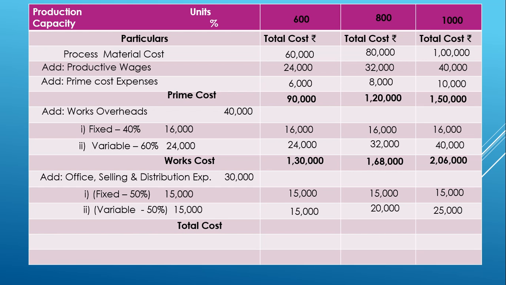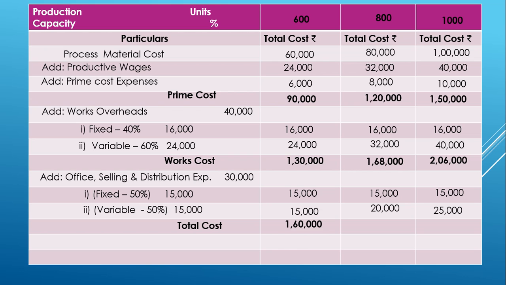And after that, addition of all these expenses will constitute our total cost. Till works cost, we have already added prime cost elements and works overheads. So to works cost, we add only our office, selling and distribution expenses. So 1,30,000 plus 15,000 and 15,000, it will come as 1,60,000.